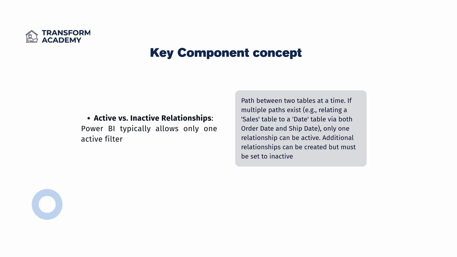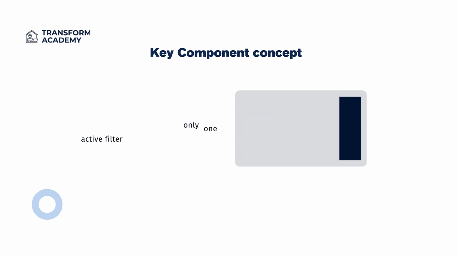Correctly defining relationships, particularly their cardinality and cross-filter direction, is fundamental for ensuring your calculations and report filters behave as expected. Don't rely solely on automatic detection. Always review and validate relationships in the model view.